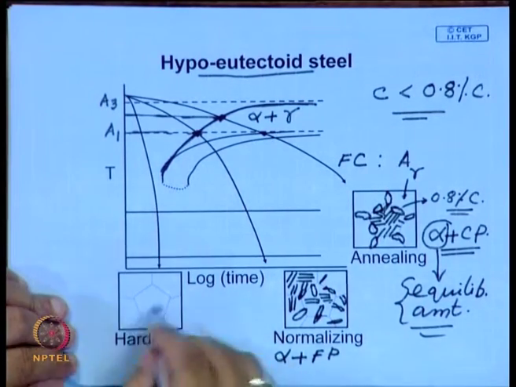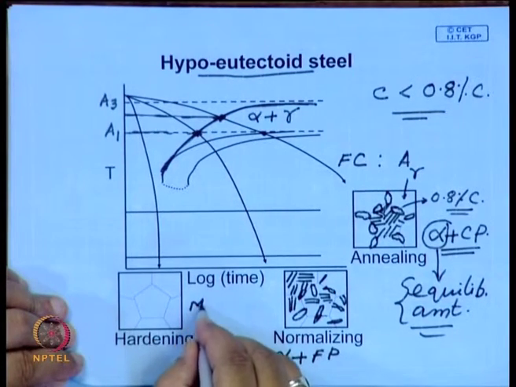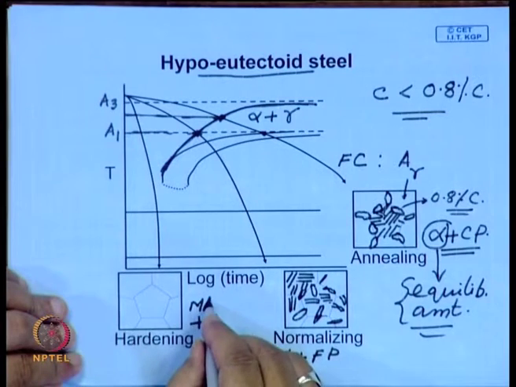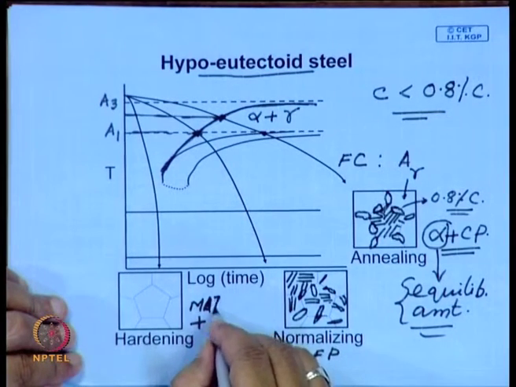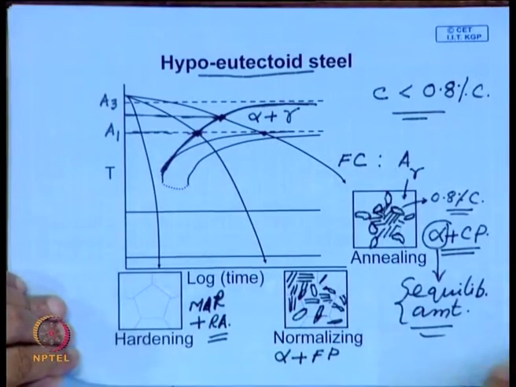and here I think I will go into this. It will be martensite plus, depending on the carbon content or composition, some amount of martensite and some amount of retained austenite.